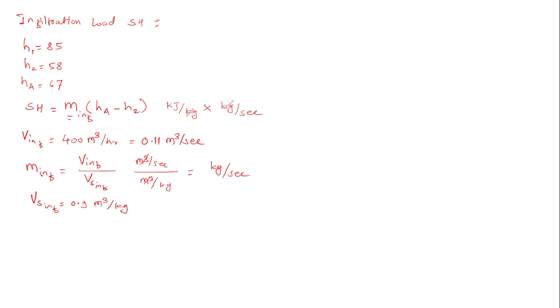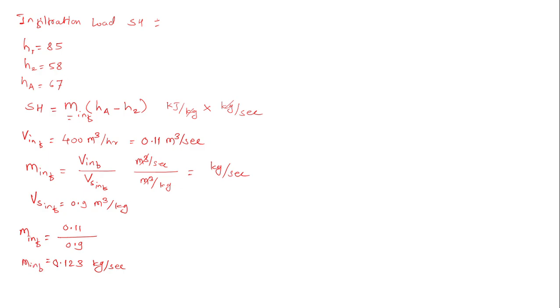Now you can get the mass of infiltrated air because you know the volume flow rate, which is the 0.11 meter cube per second, and also you know the specific volume of the infiltrated air at point number 1, that is 0.9. So the mass of infiltrated air is equal to 0.11, that is the volume flow rate, divided by 0.9. You just divide 0.11 by 0.9. So this is about 0.123 kg per second.